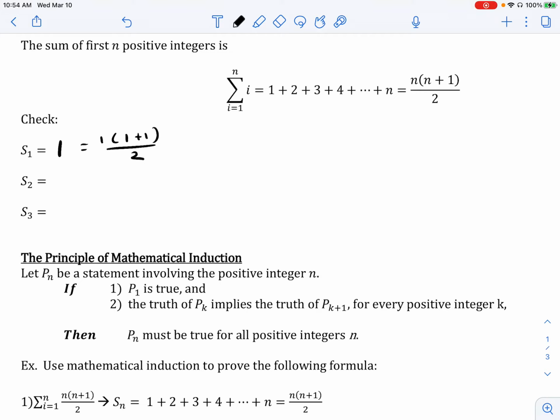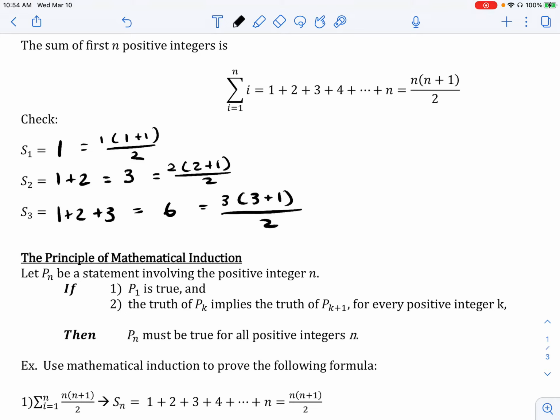Now, what about the sum of the first two terms? Well, 1 plus 2, that's equal to 3. And just to check again that our sum formula works out, our n value is 2, so 2 times 2 plus 1 over 2. That does indeed give me 3. Let's try that one more time. Let's try s sub 3. So 1 plus 2 plus 3, that's equal to 6. And checking our formula, 3 times 3 plus 1 over 2, yeah, that does indeed give me 6.